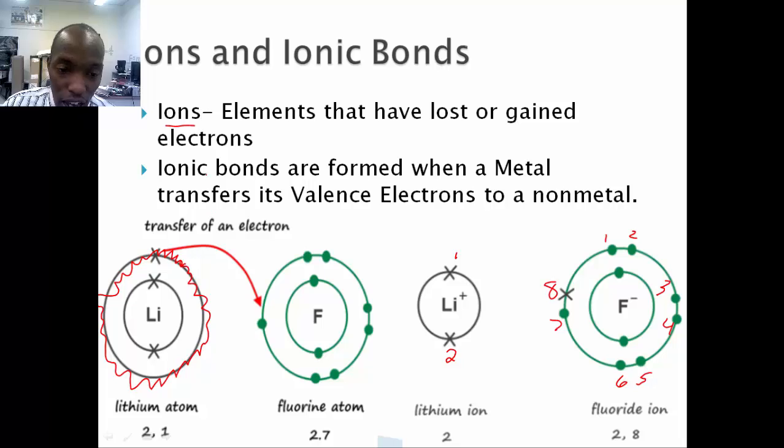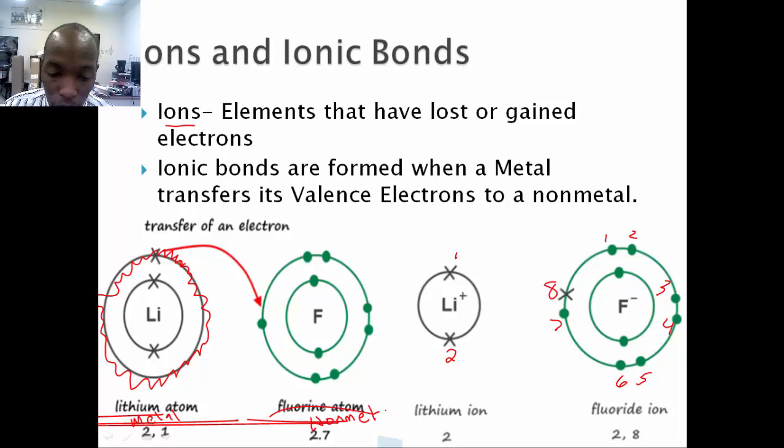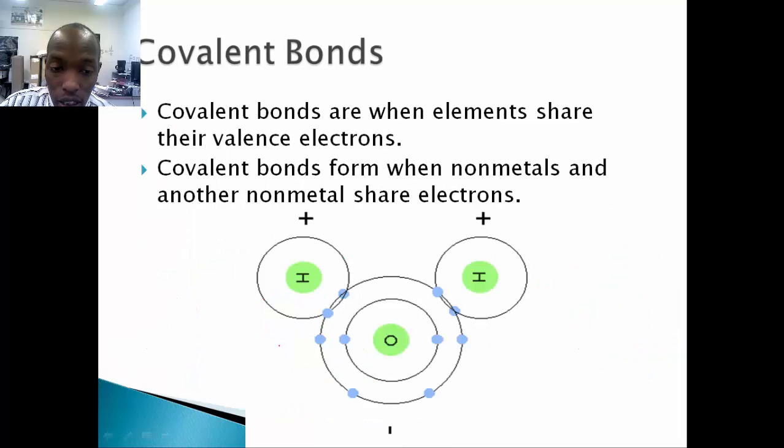Ionic bonds are formed when a metal transfers its valence electron to a nonmetal. So lithium being a metal and fluorine being a nonmetal made this bond work perfectly. Metal, nonmetal: the metal gives its valence electrons to the nonmetal. And covalent bonds are formed when elements share their valence electrons. Covalent bonds form when a nonmetal and another nonmetal share electrons.